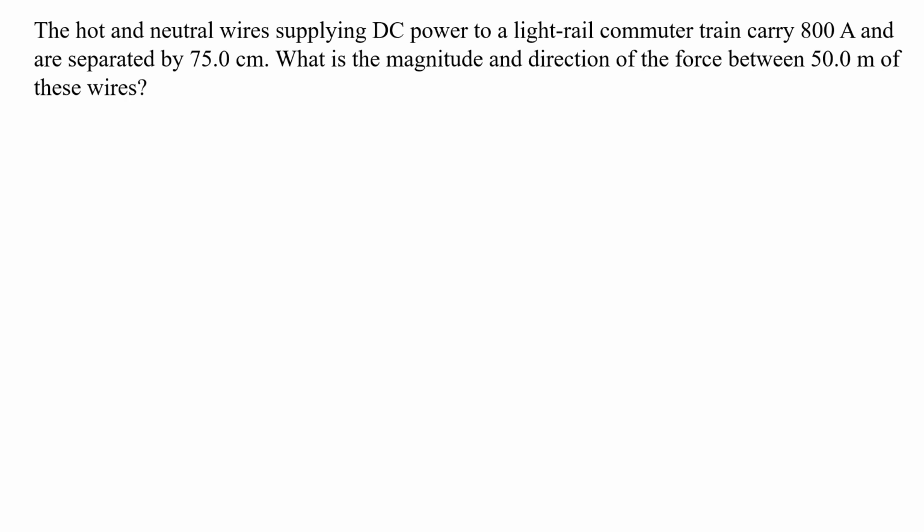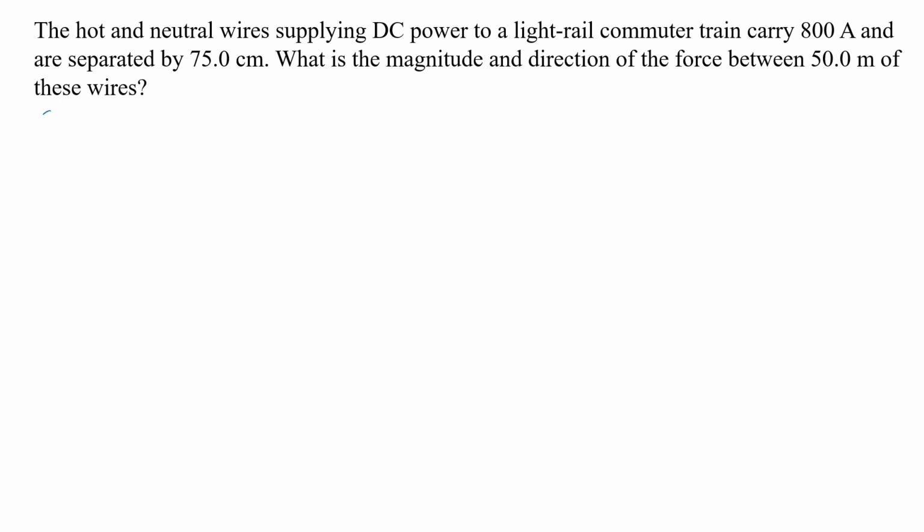The hot and neutral wires supplying DC power to a light rail commuter train carry 800 amps and are separated by 75.0 centimeters. What is the magnitude and direction of the force between 50.0 meters of these wires?